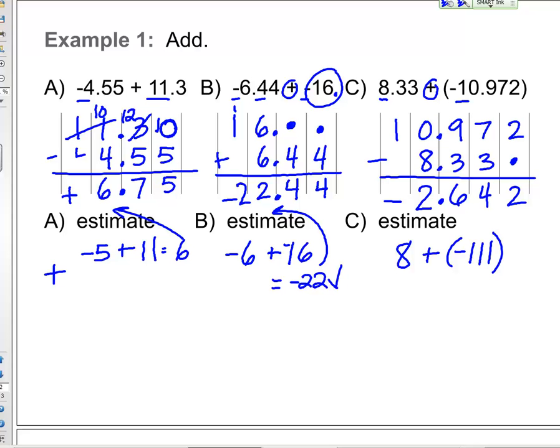Oops, negative 11. The signs are different, so I subtract. I have more negatives, and I get negative 3. Panthers, is negative 3 close to negative 2 and 642 thousandths?